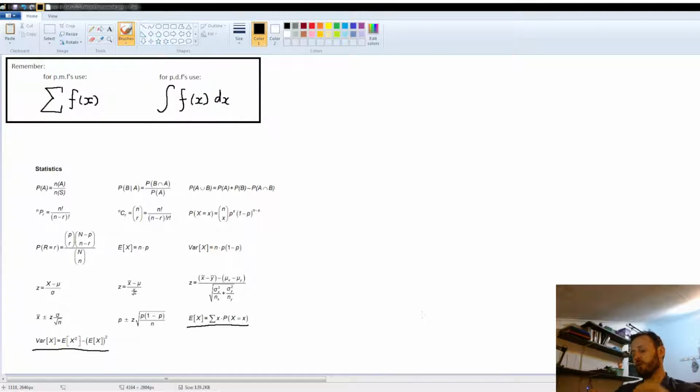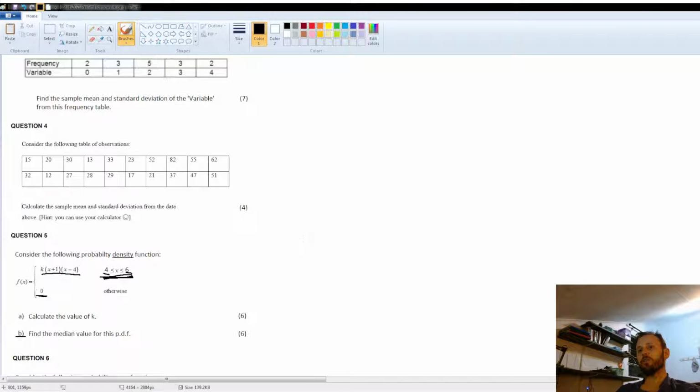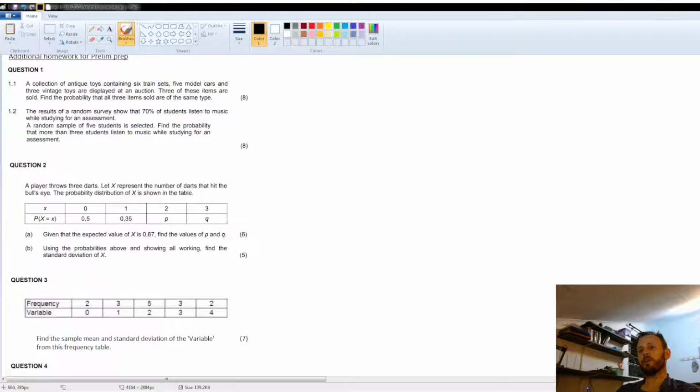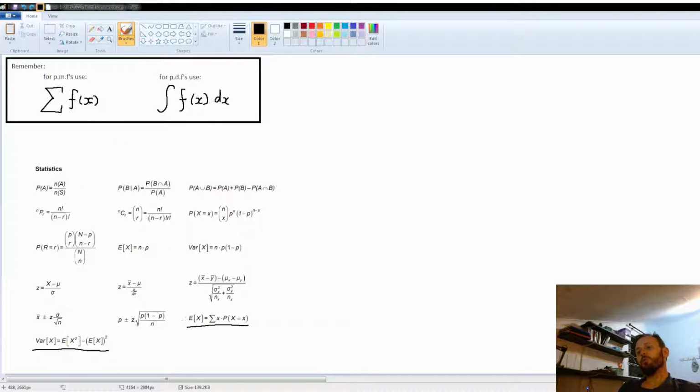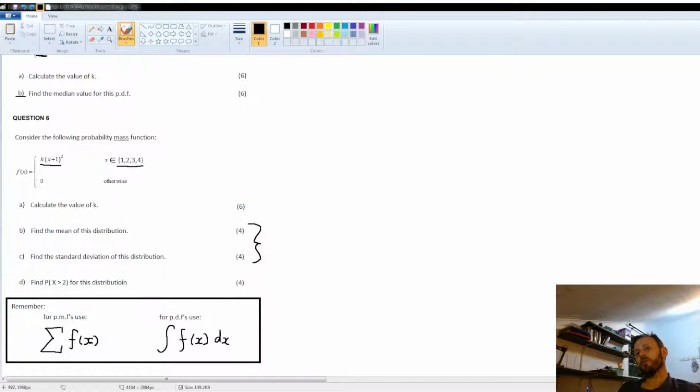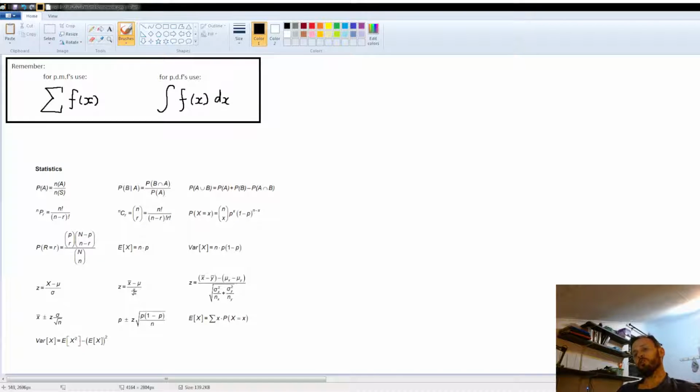Remember, whenever you have PMFs, just like we did in this question, I mentioned earlier in this video that this is actually a PMF just written out as a table. So whenever you have a PMF, probability mass function, you will be using these two equations to calculate the mean and the standard deviation. This is a PMF, it says so in the question, so you're going to be using these two equations to calculate the mean and the standard deviation.